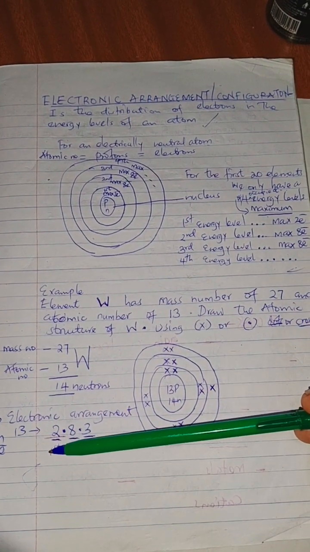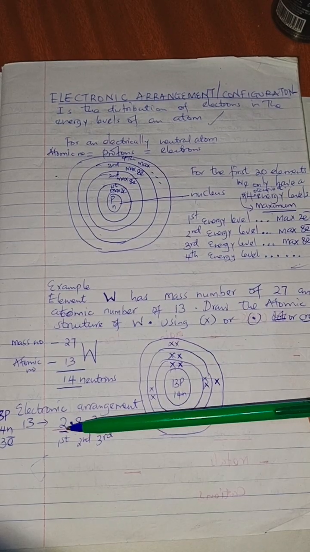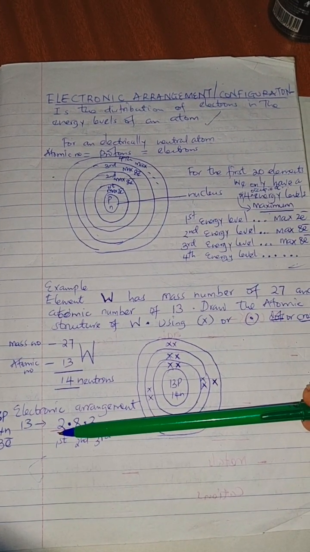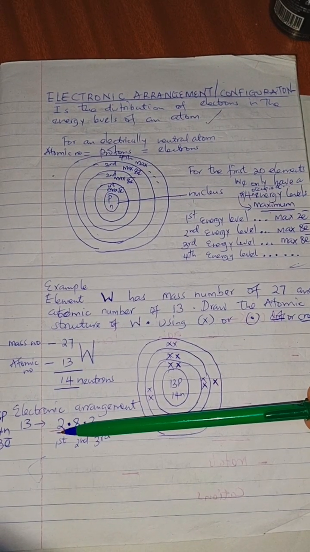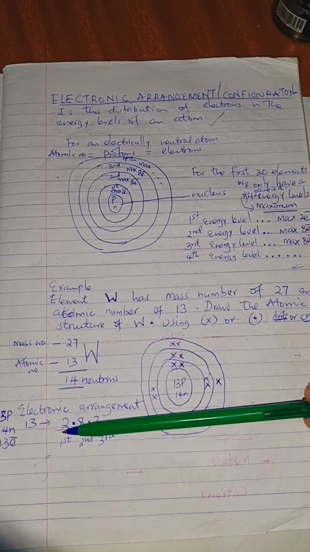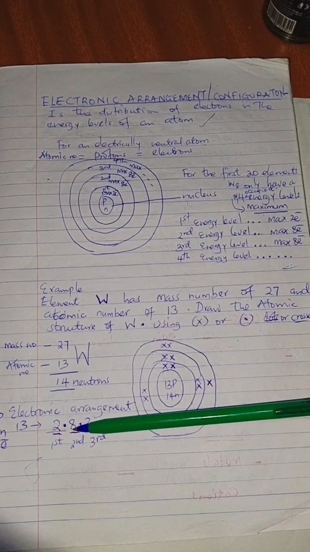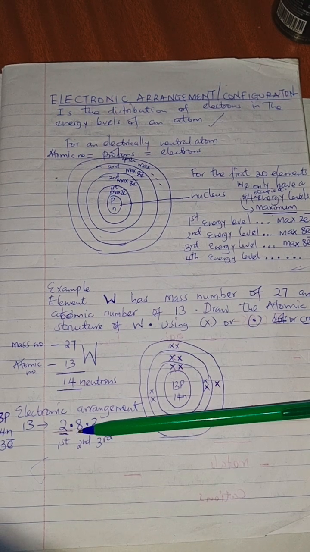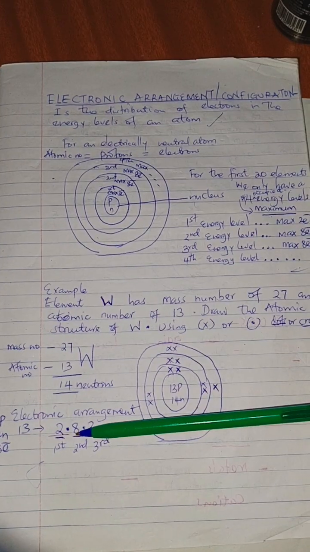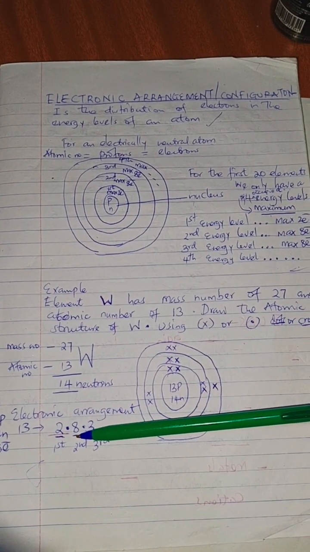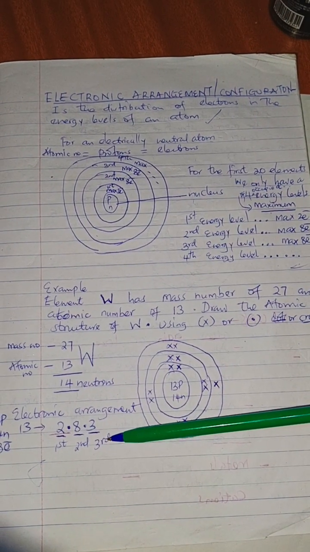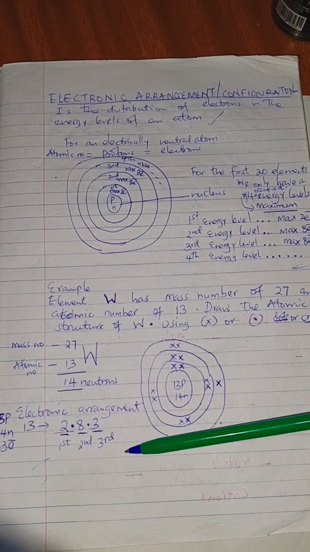So therefore, the configuration of this element is 2:8:3. 2 electrons will enter the first energy level. If the 2 electrons enter the first energy level, we remain with 11 electrons. The second energy level will take the 8 electrons. So 11 minus 8, we find 3 electrons. So the second energy level is full. The 3 electrons go to the third energy level, which is not full.